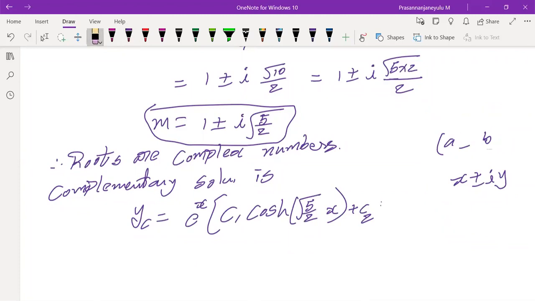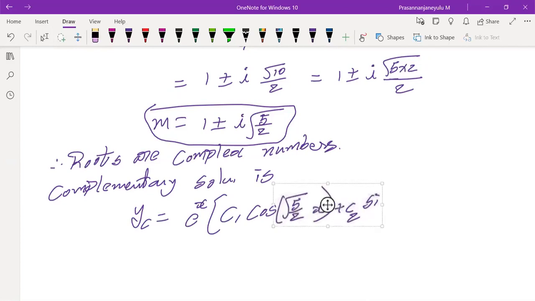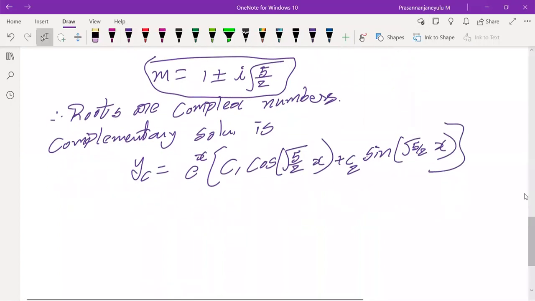remove this part here. I'm erasing this because it was rough work. C2 sin h of, complex roots we mentioned, so why am I writing hyperbolic? Yes or no? Hyperbolic should not exist. Only complex roots will exist, so trigonometric terms will exist. So we'll get sine of root 5 by 2 into x. The root exists for the denominator 2 also. This is just YC. Next, what is the general solution?